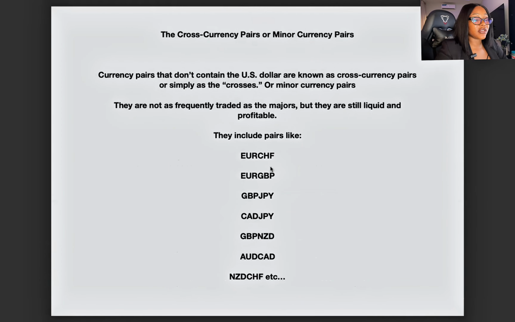The next ones are the cross currency pairs. Remember I told you that they don't have USD within the pair. So we have Euro CHF, Euro GBP, GBP JPY, CAD JPY, AUD CAD, NZD CHF, GBP NZD. All of these are different currencies, but none of them have the USD within them. That is why they are called the minor or the cross pairs. They have some level of liquidity, but they are not as liquid as the major pairs. They are not as often traded as the major pairs.